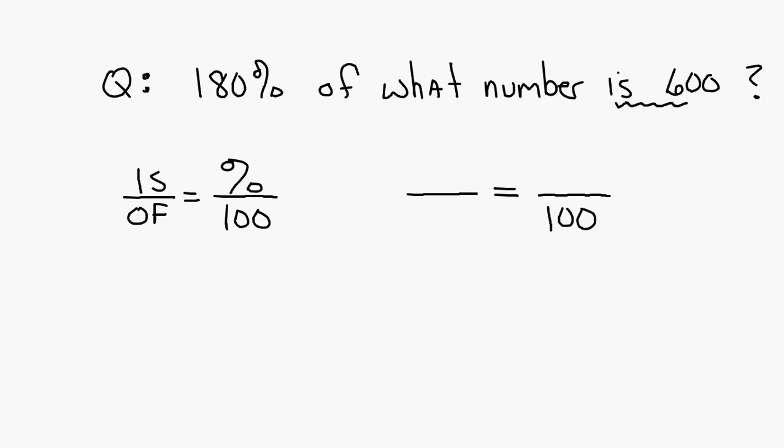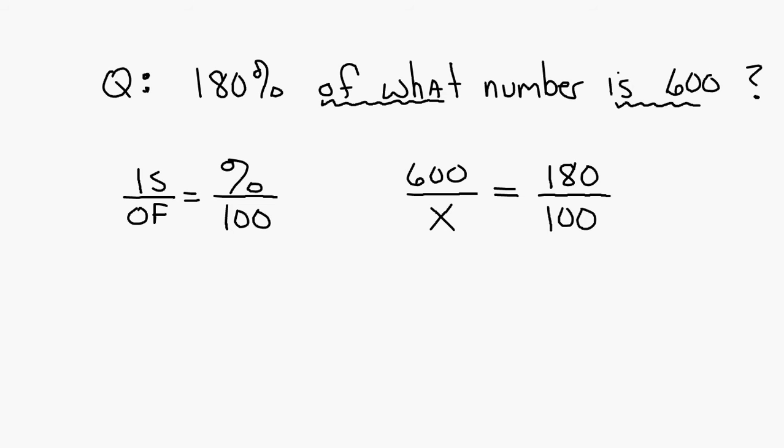600 is your is. So it's 600 over the of. The question says of what number? So that's going to be your variable. 180%, 180 would go in this numerator on the right. So that is your setup.